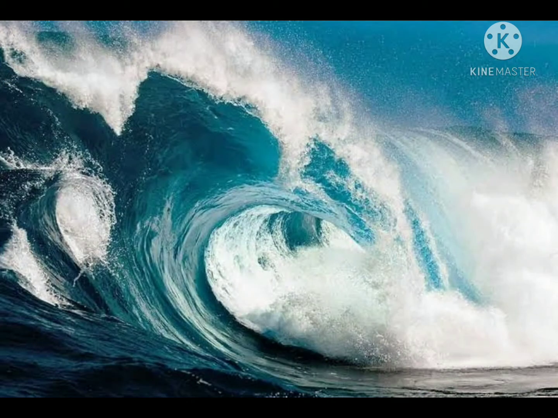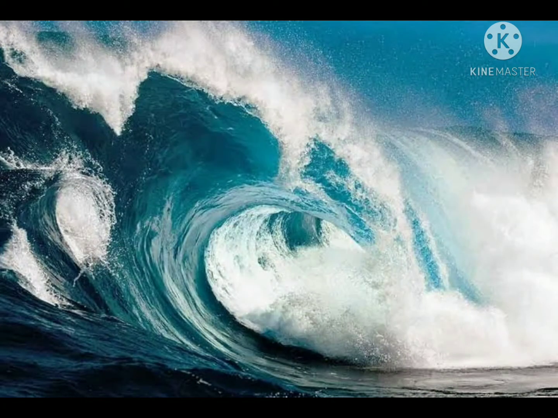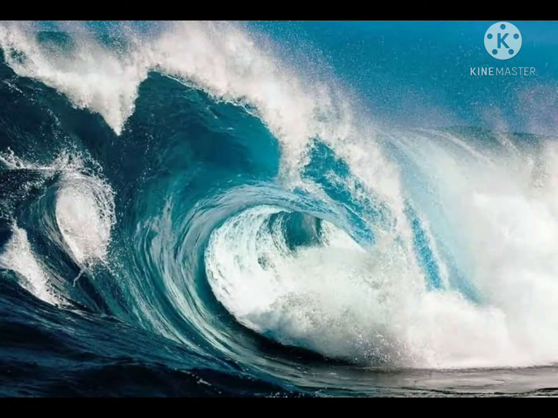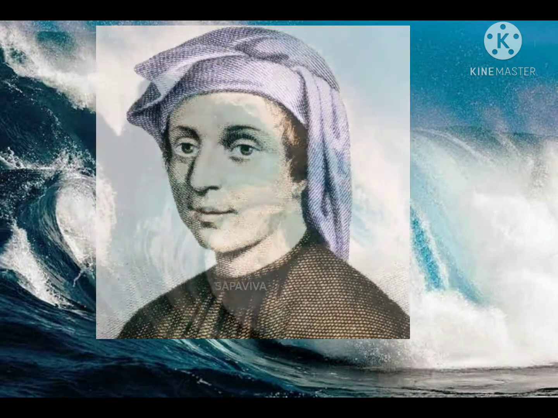In this picture, the Fibonacci sequence is demonstrated. The Fibonacci sequence, by the way, is the series of numbers 1, 1, 2, 3, 5, 8, and so on, where the next number is the sum of the two numbers before it. These numbers form a perfect spiral pattern shown in the figure. The Fibonacci sequence was popularized by Leonardo of Pisa, most commonly known as Fibonacci.